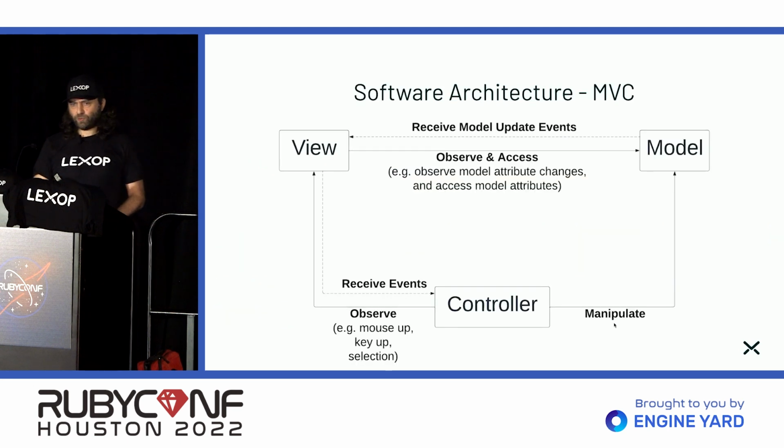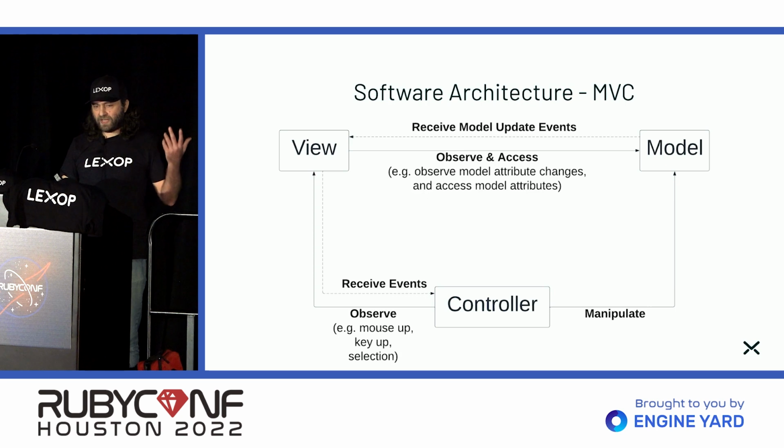So let's talk software architecture. The main architectural pattern in desktop apps or GUI apps in general is MVC, which comes from the earliest incarnation of desktop development, which is Smalltalk MVC. So there's a view, a controller, and a model. Usually, the view will observe the model, and then it'll update itself.